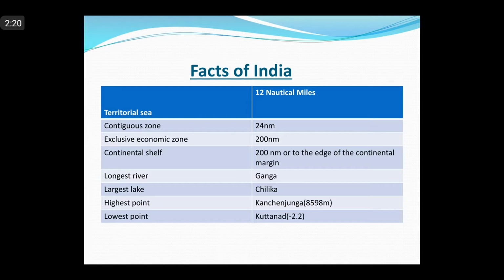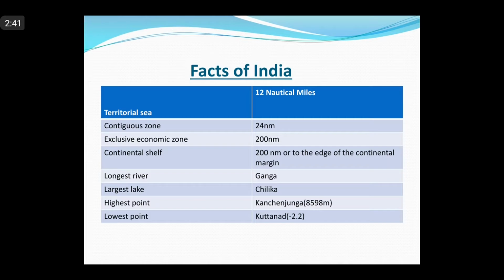Otherwise, any country cannot exploit the resources available between 12 to 200 nautical miles, or in fact beyond 200 nautical miles. The reason is that if the United Nations sees that the growth and development of a country is dependent upon the marine resources and oceanic resources, then only it gives its consent.